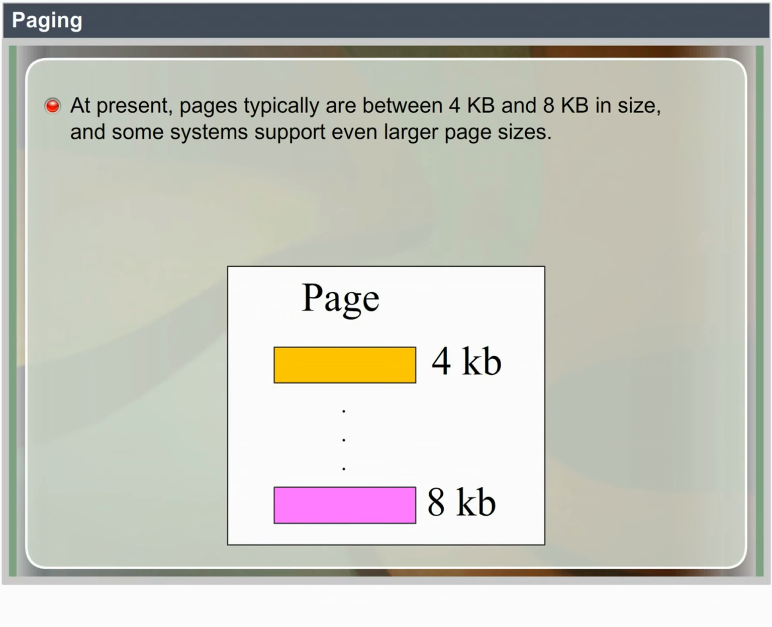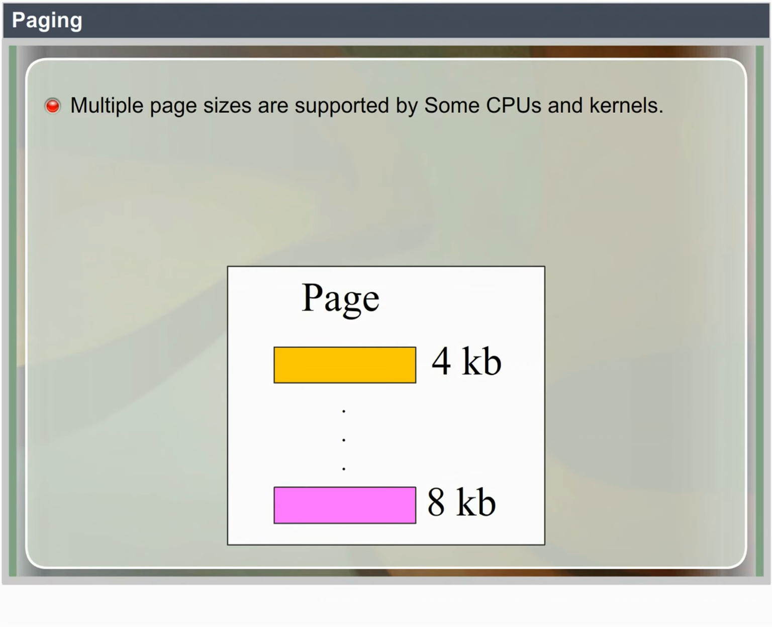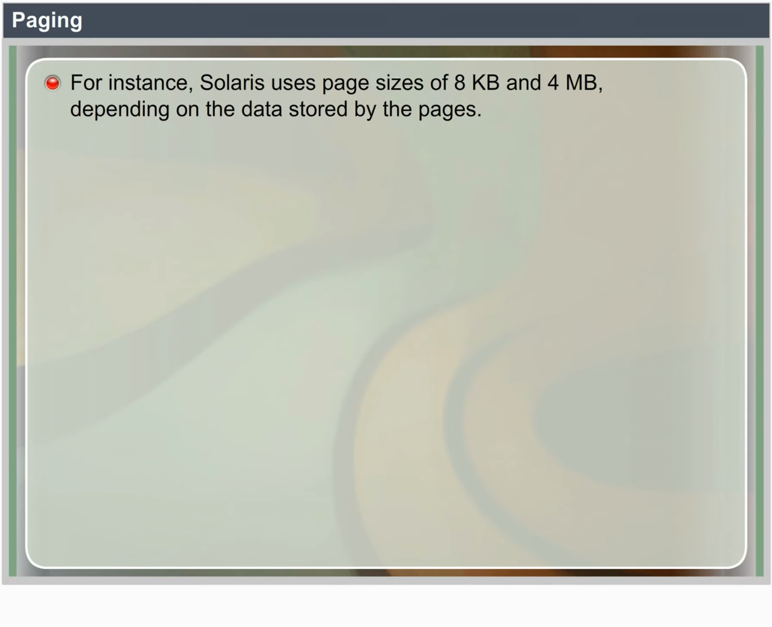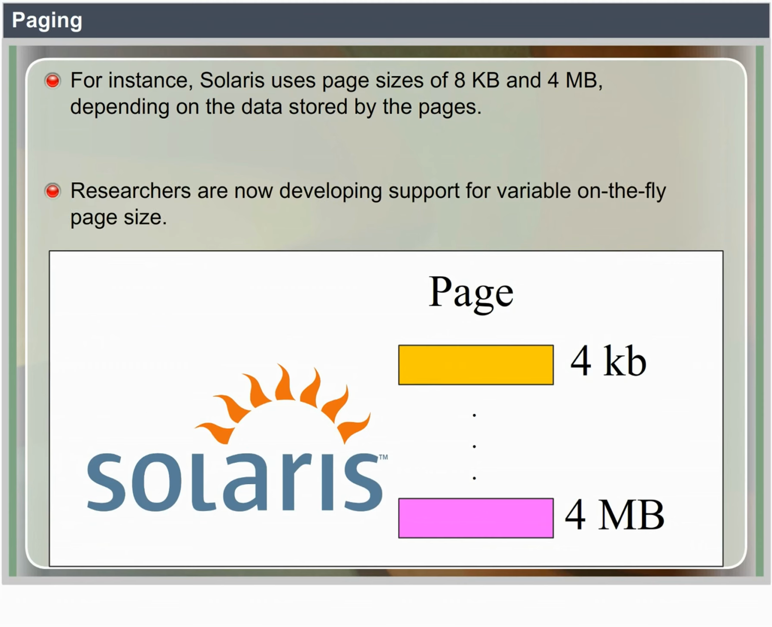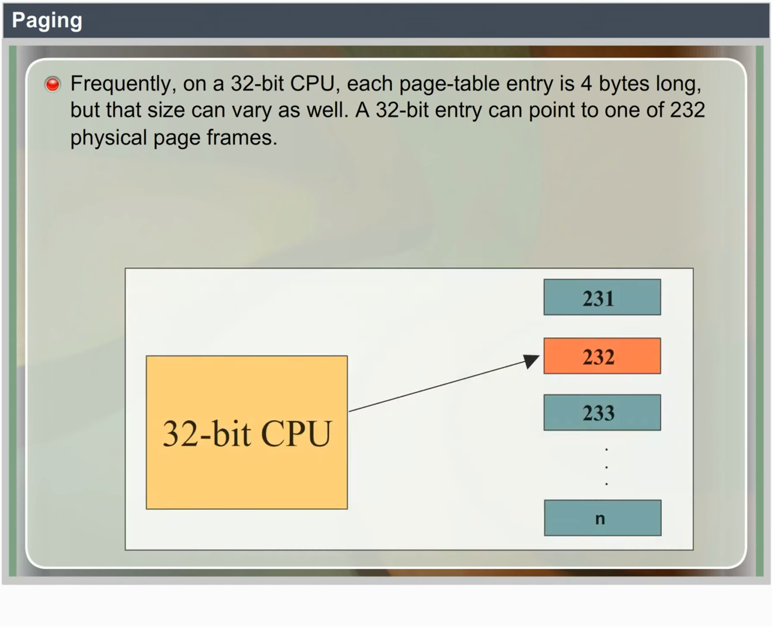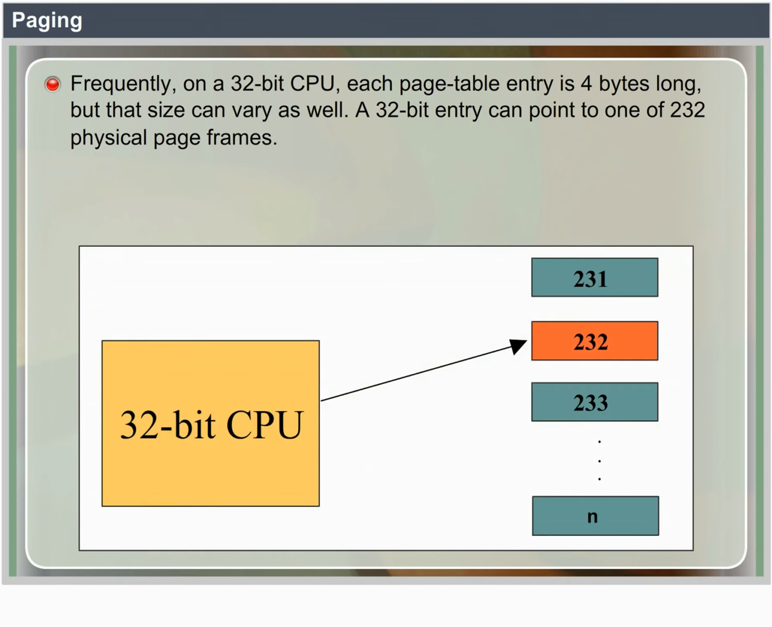Some CPUs and kernels even support multiple page sizes. For instance, Solaris uses page sizes of 8 kilobytes and 4 megabytes depending on the data stored by the pages. Researchers are now developing support for variable on-the-fly page size. Frequently, on a 32-bit CPU, each page table entry is 4 bytes long, but that size can vary as well.